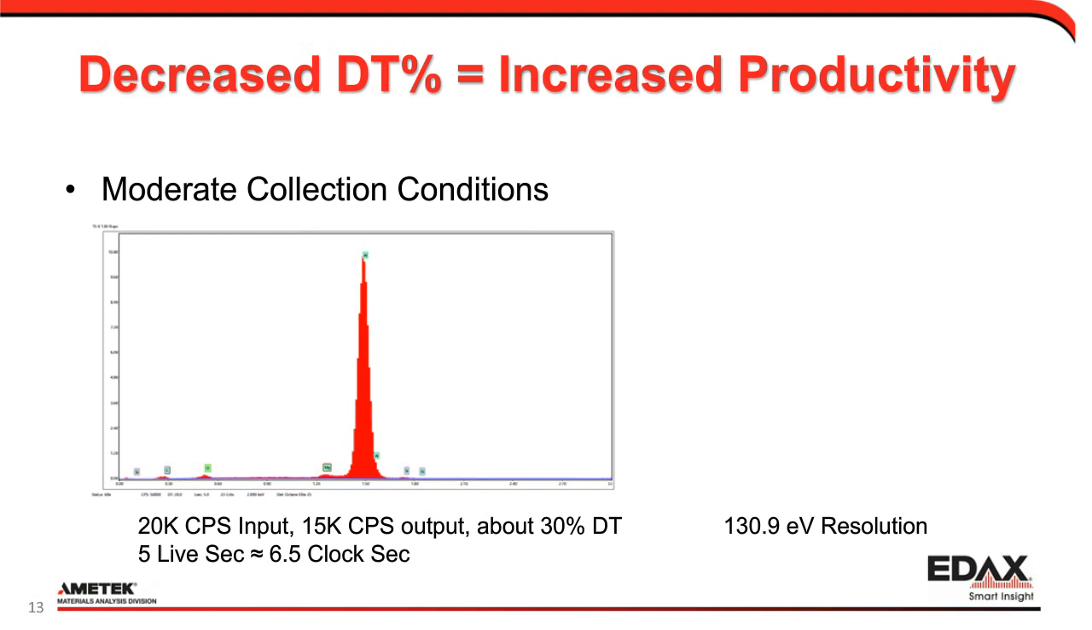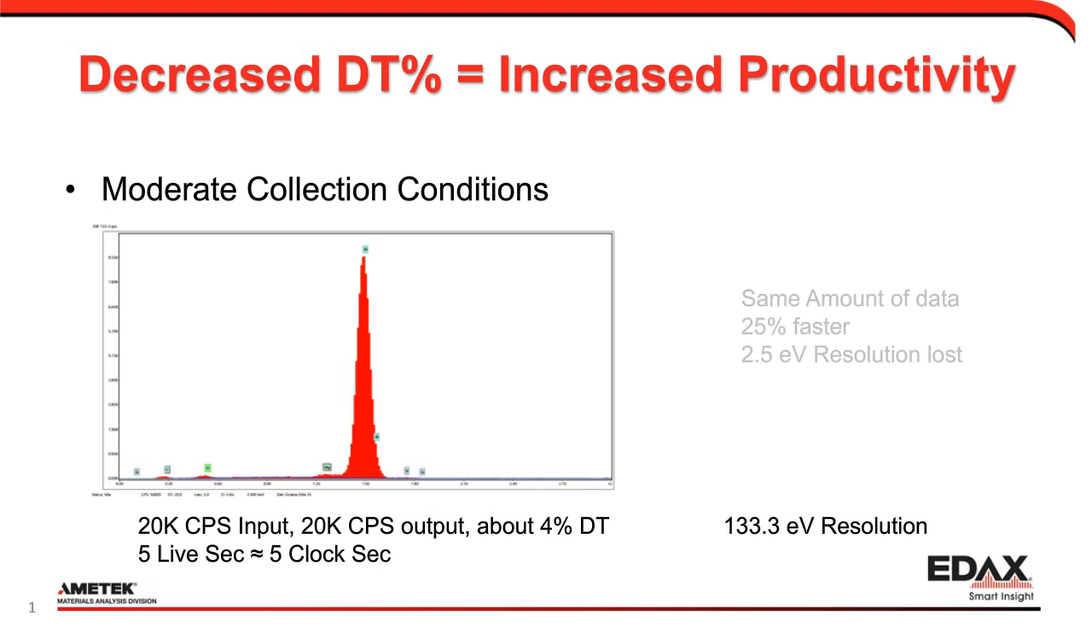And the next example that we're comparing to now has a dead time below the 10% at 4% dead time. So we have 20,000 counts per second in, and we've got about 20,000 counts per second out. Only a real little bit of counts are actually lost. And that means our 5 live seconds collection time is actually 5 clock seconds. So we're not collecting for a longer amount of time to make up for the time lost in dead time. And all we've sacrificed is just a few EV in resolution because now we're at 133.3 EV resolution.